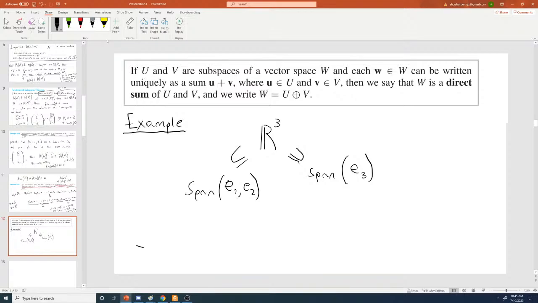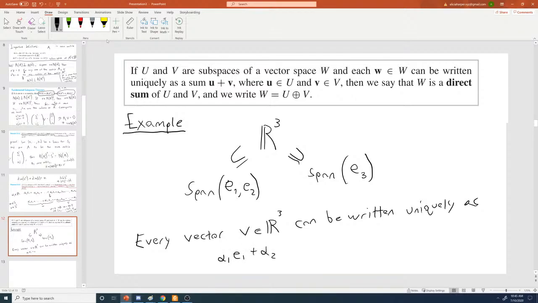Now, every vector v in R3 can be written uniquely as alpha 1 times e1 plus alpha 2 times e2 plus alpha 3 times e3. And here I'm just implicitly using the fact that e1, e2, e3 form a basis. And so when you have a basis, every vector can be written uniquely in terms of that basis. But now we can understand this as having two parts. First off, we have alpha 1 e1 plus alpha 2 e2. And then we also have alpha 3 times e3. So this right here is a vector v, and this right here is a vector u.